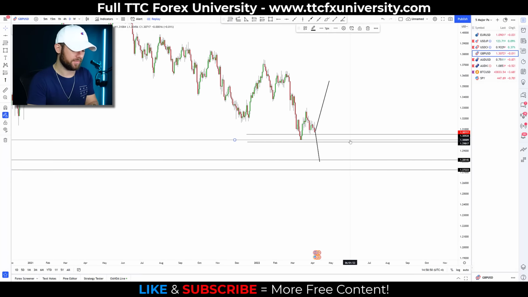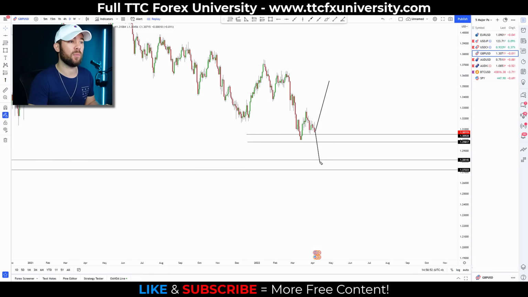So at this point, we have our area that I'm looking for possible buy trades on the pullback if we continue down in this downtrend. This area is between 1.2814 and 1.2722.